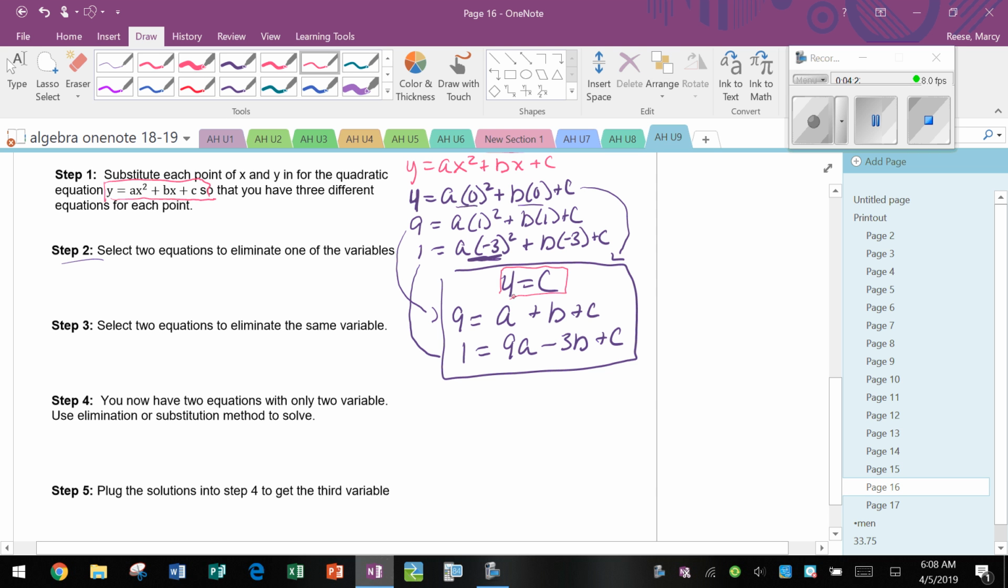So I'm just going to take 4 and put that in for equations 2 and 3 here. I'm going to say 9 is equal to a plus b plus 4. And then I'm going to do it with the bottom one: 1 equals 9a minus 3b plus 4. Okay?